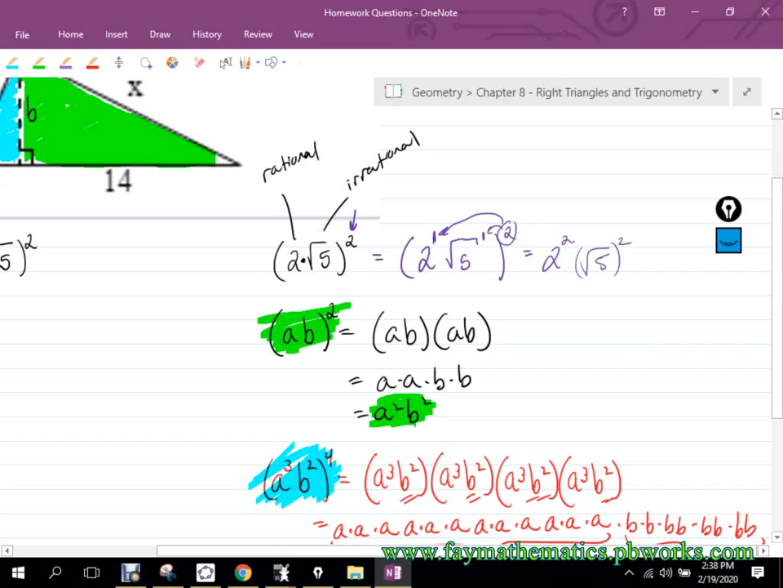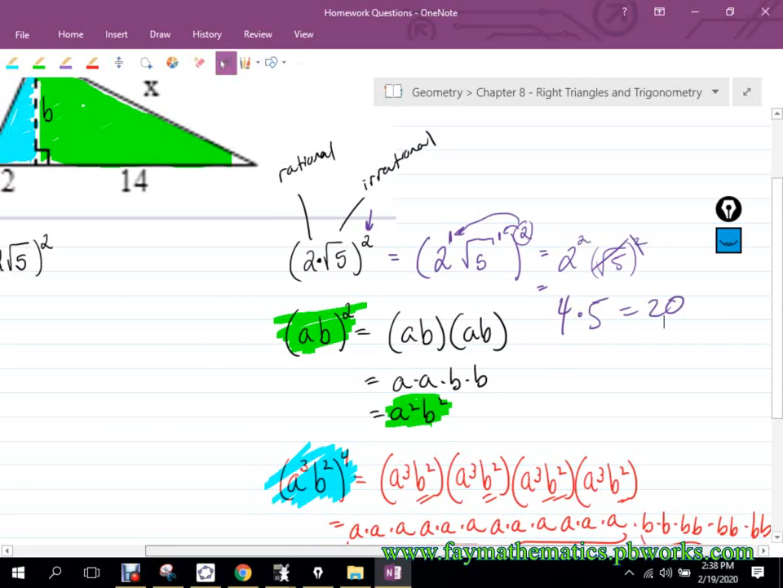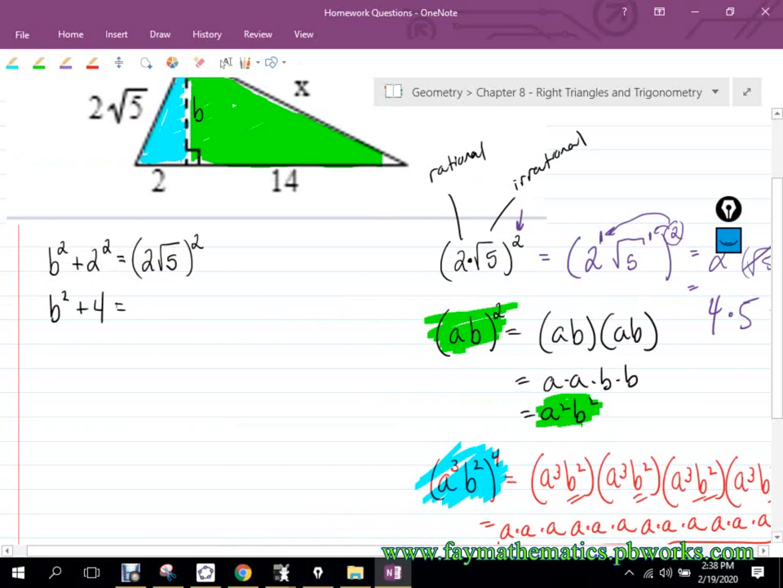So what's 2 squared the same as? 4. What's radical 5 squared? What do radicals and powers of 2 do to one another? Cancel each other out. They're opposite, or they're inverses. So you need 4 times 5, which is 20. Okay? So 2 radical 5 squared is 20.